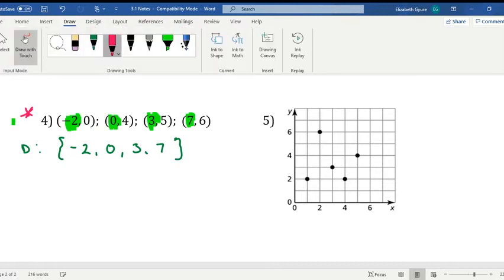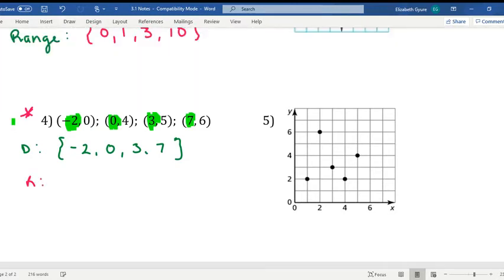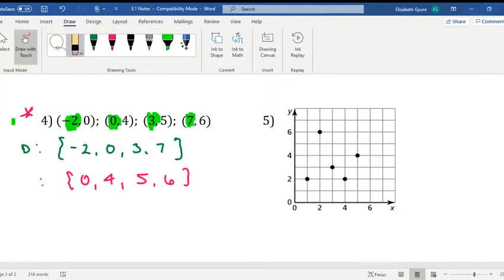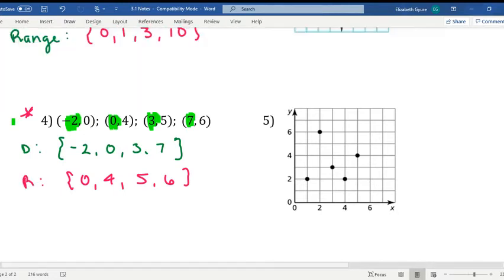Good. Dallas, what about my range? 0, 4, 5, and 6. Absolutely. If you missed one, fix it. Also, guys, if you're ever doing one and a number repeats, you can always just write it multiple times. That's okay. All right. Okay, so now we feel okay about that one?